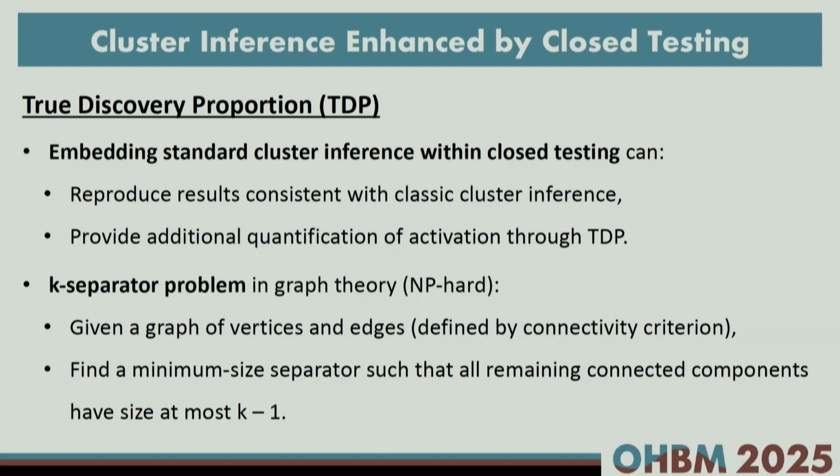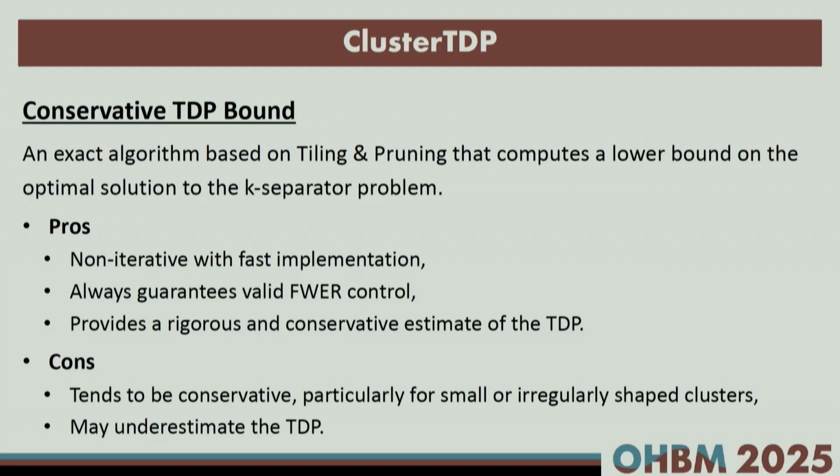So we would like to find a separator such that after removing it, all the remaining clusters are insignificant. However, solving this k-separator problem in graph theory is an NP-hard problem. That means there's no easy solution for this kind of problem. When we are dealing with a very large cluster, the computation time will increase dramatically. So next, I'm going to show you two different ways to approach the optimal solution of this k-separator problem.